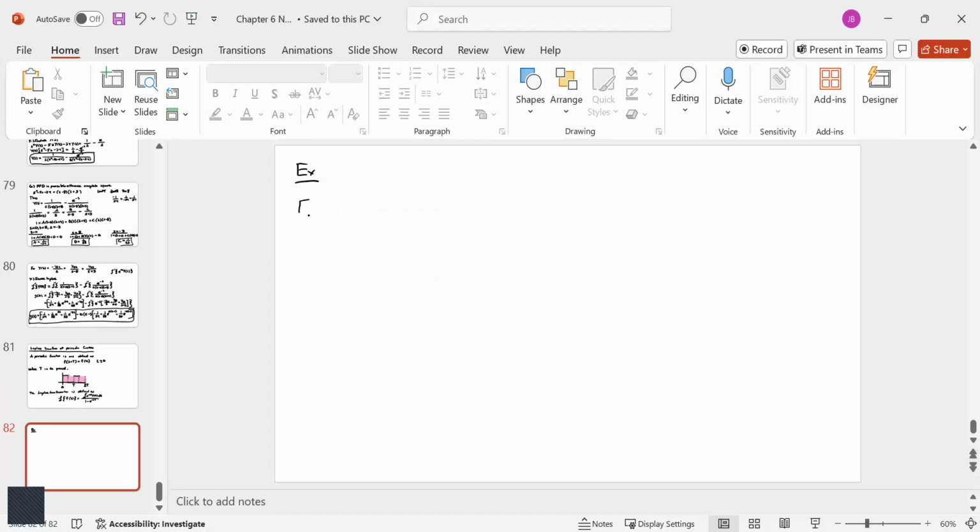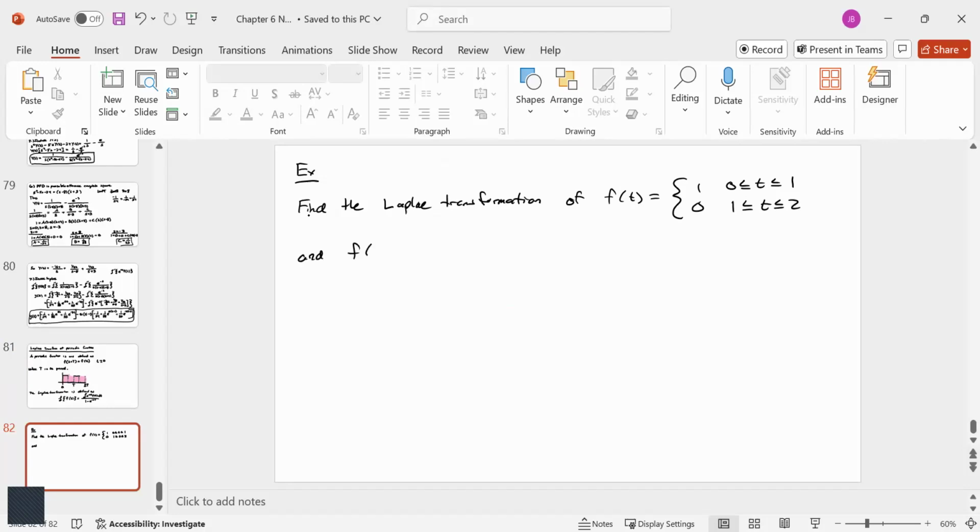Find the Laplace transformation of f of t equal to 1, 0, if it's defined between 0 and 1, and then defined between 1 and 2, and f of t plus 2 is equal to f of t for all t greater than or equal to 0.